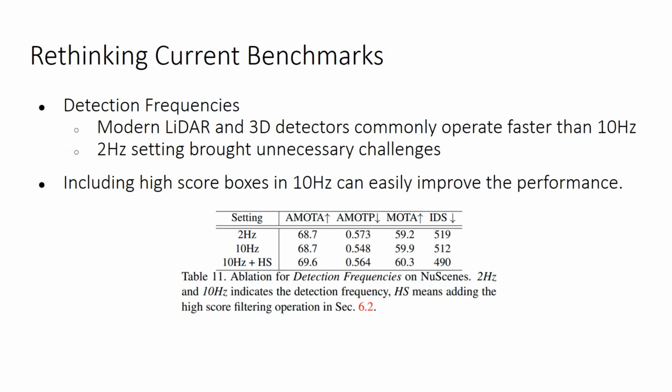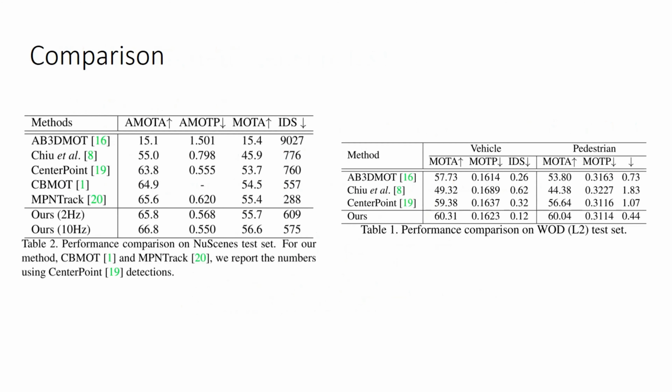Yeah, so we combine all this together, and on the nuScenes dataset, we use the CenterPoint detections, and combining all these techniques, we could improve the AMOTA and MOTA by about 3 points and reduce about 1/4 of the ID switches by using all these simple tricks.